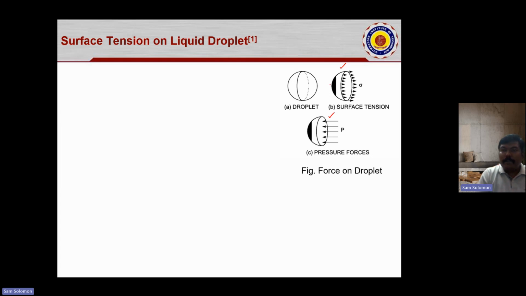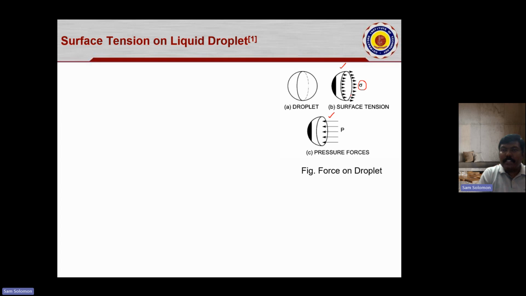And you can see that on the circumference of the surface of the half droplet on the left-hand side, there is a force that is acting on the surface or the circumference. And this force is what we call the surface tension. Surface tension is expressed in Newton per meter, and it is denoted by sigma.